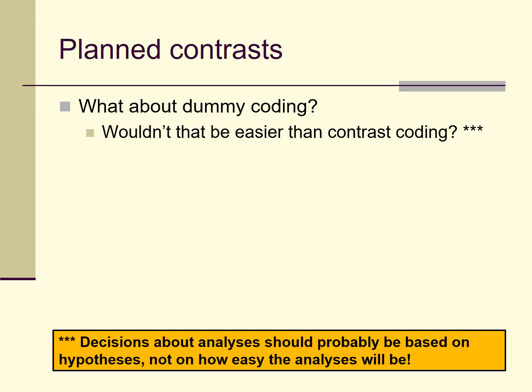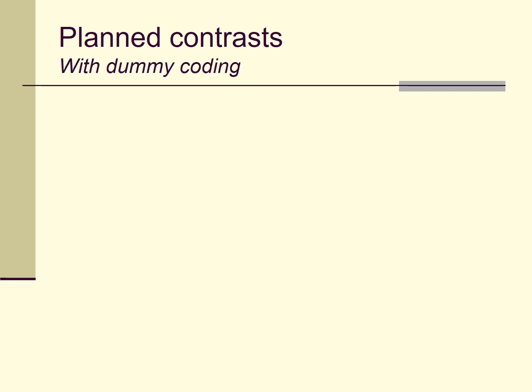Yeah, you can, and we will in the next few slides, although I'll make the little point here that decisions about the analyses you do should be based on your hypotheses, not on how easy or how hard the analyses are. So you probably shouldn't choose to do dummy coding just because it's the easiest thing. You might choose to do it because it fits your hypotheses. So let's imagine that we do have some hypotheses that are appropriate for dummy coding.